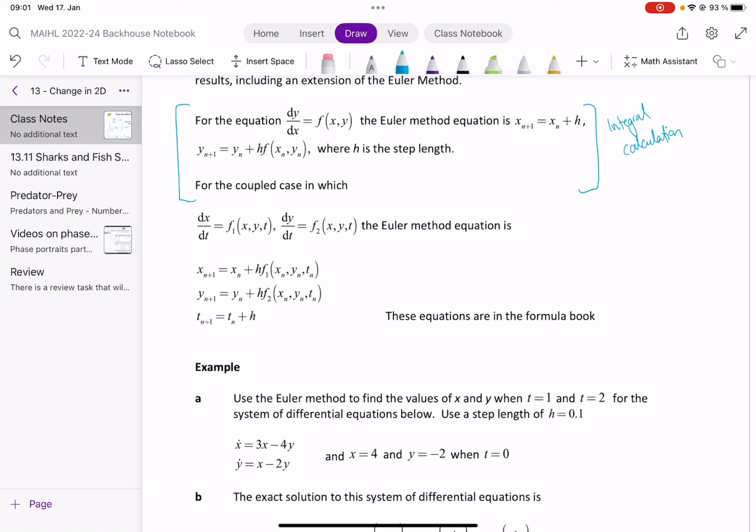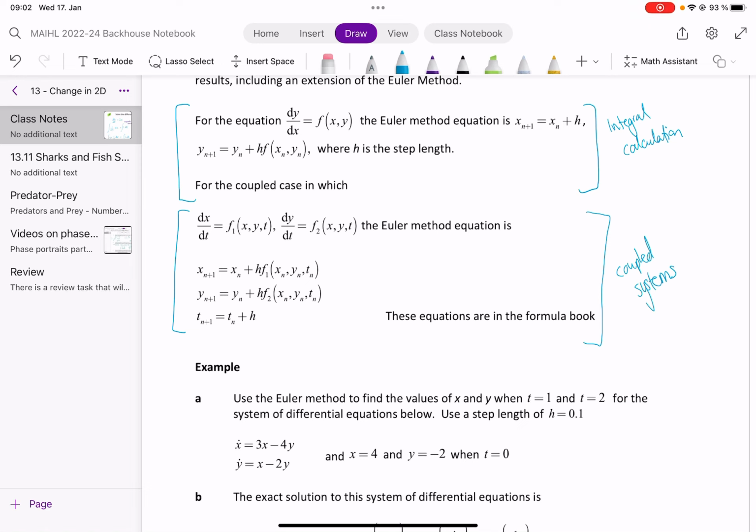So rather than just having an equation for the next x value and an equation for the next y value, we're going to have a third equation, which is for the t value. So if you think about the solutions we've been getting, they've been x and y in terms of t. So this is what we're going to be looking at using today. So this is for coupled systems. And this is in the formula guide. It's in topic 5, right near the bottom.